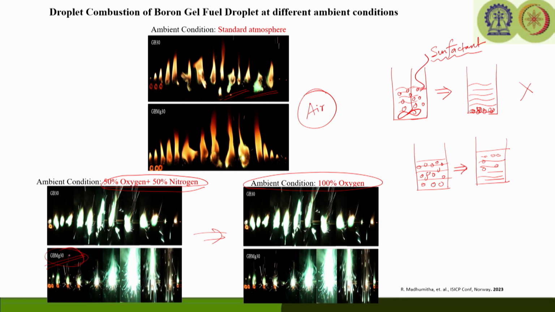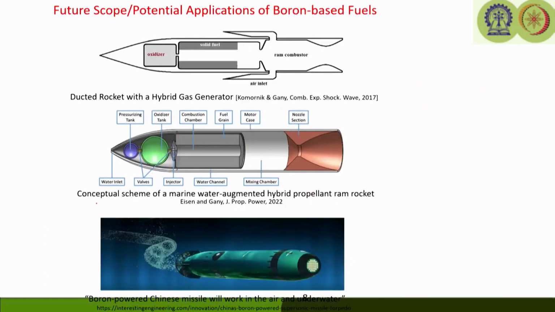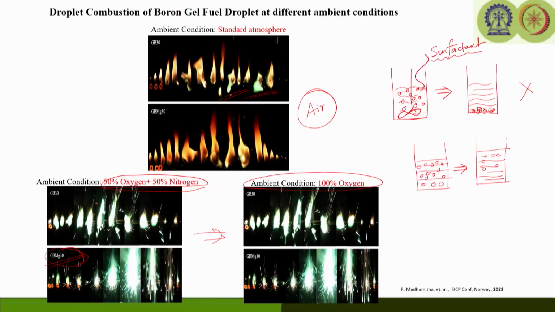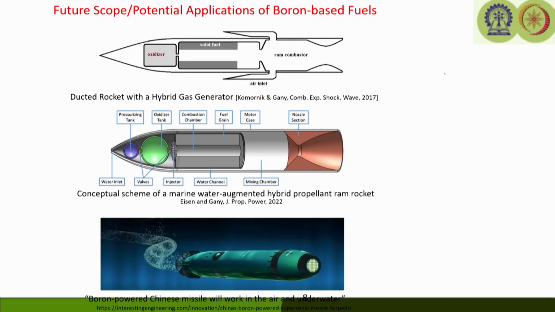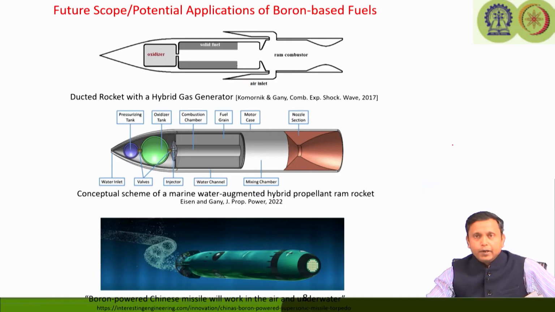So, you can see if you use magnesium as the additive, we can actually improve the ignition of boron particles. So, these are different ways that boron particles can be applied. Now, I just want to complete this by showing you some of the applications for boron-based fuels.